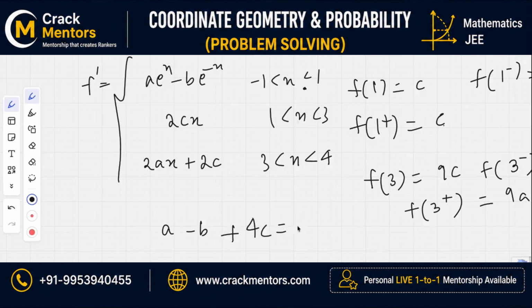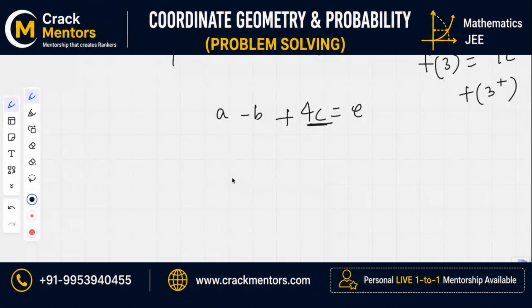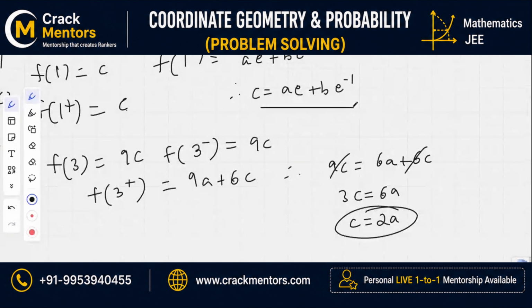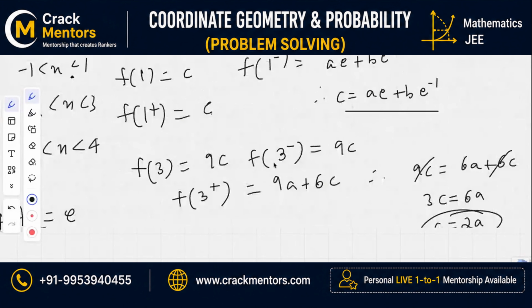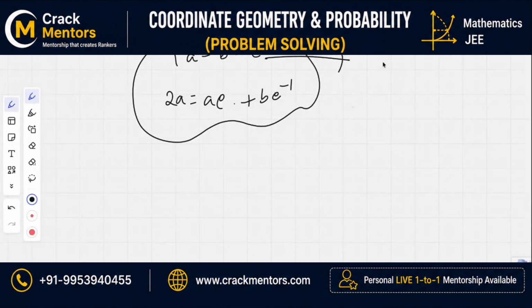So this plus 4c is how much? e. Okay. And we know c is 2a. So that means this would be how much? 8a. So 9a. 9a minus b is e. So this is first equation. And the second equation is this. So c is 2a, so that we can do one thing. This 2a is ae plus be minus 1. Okay, you have to solve this particular thing. So just a quadratic you will get, obviously.